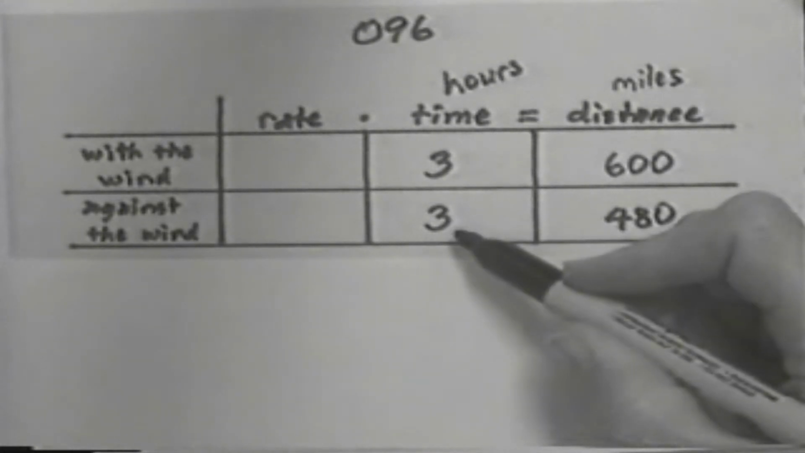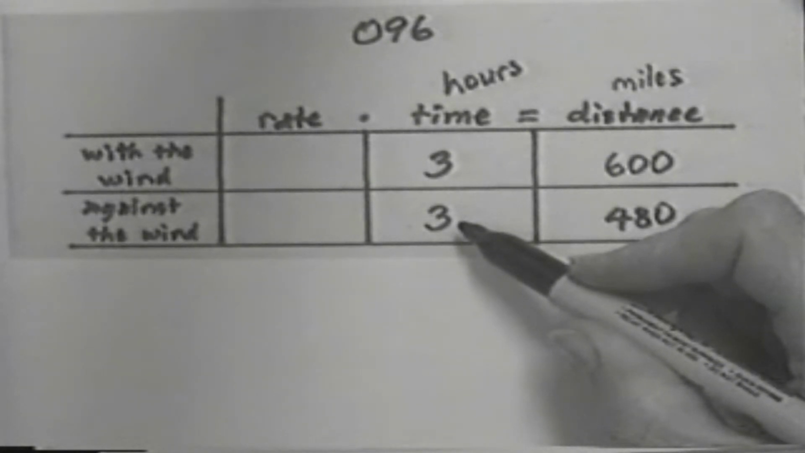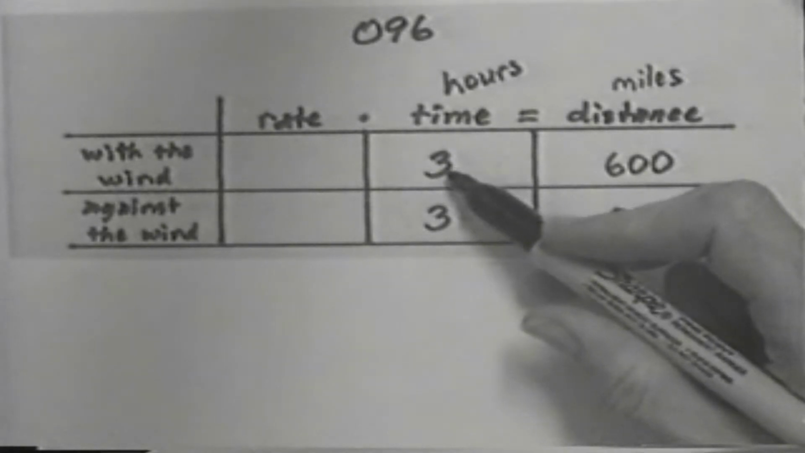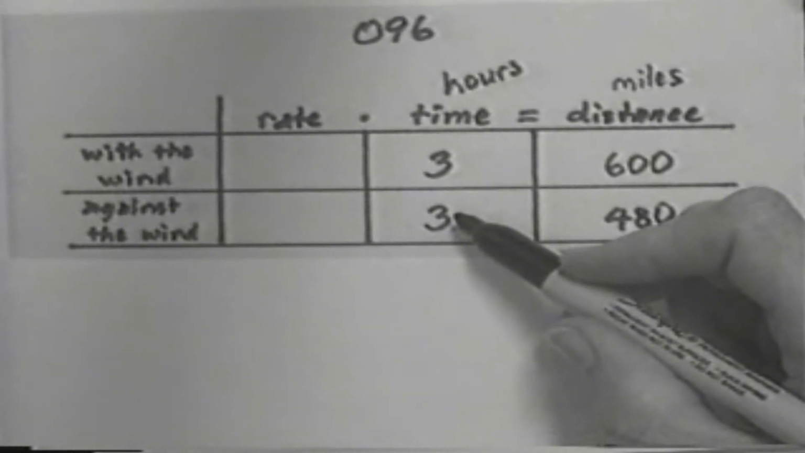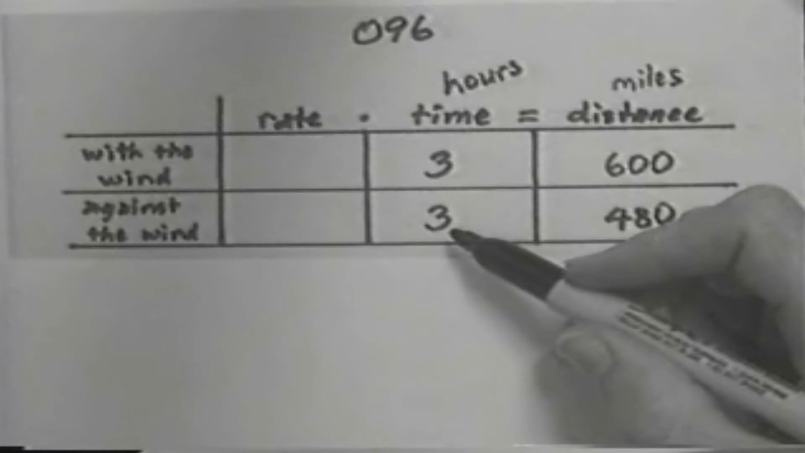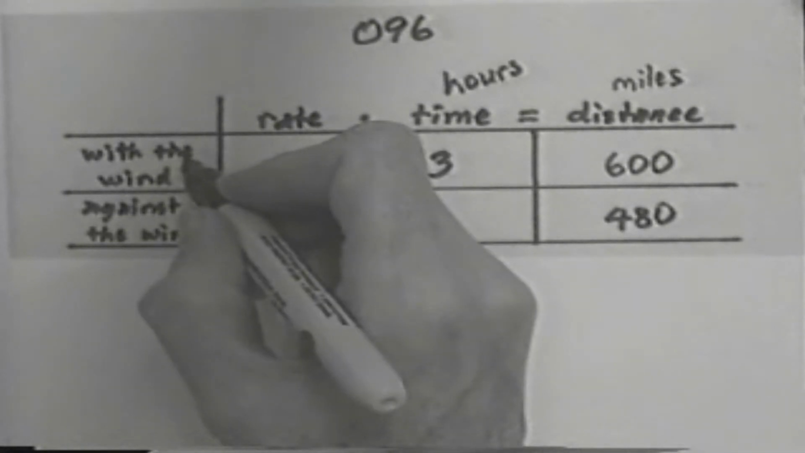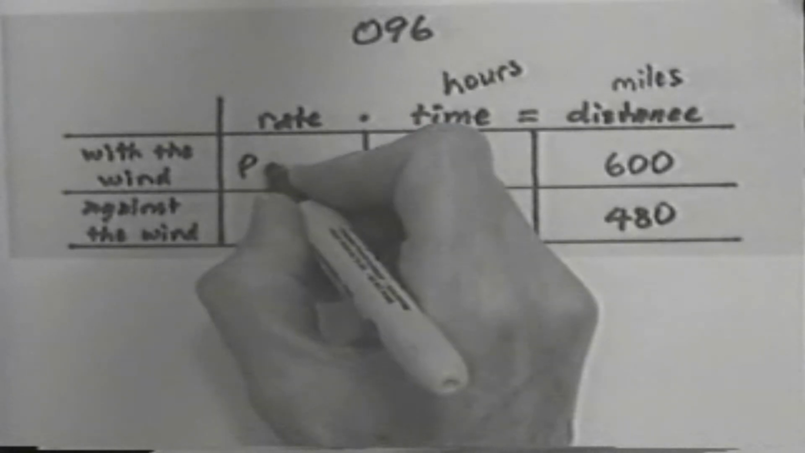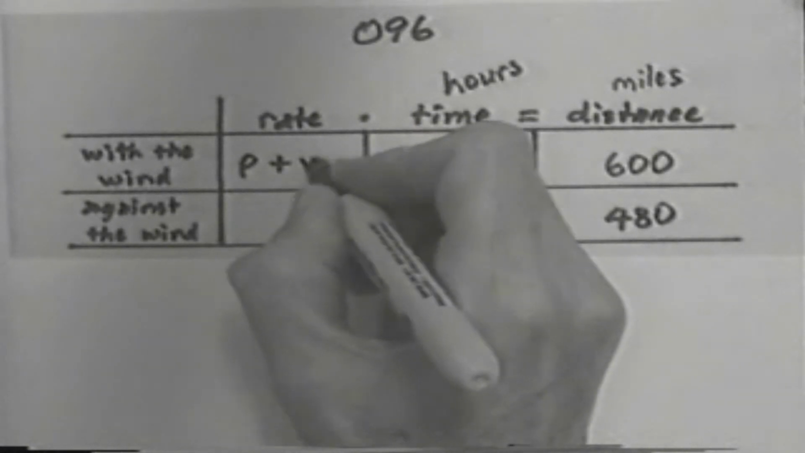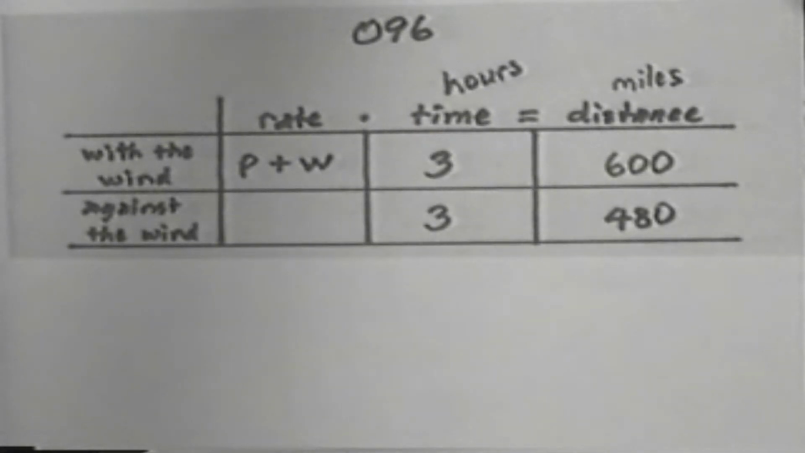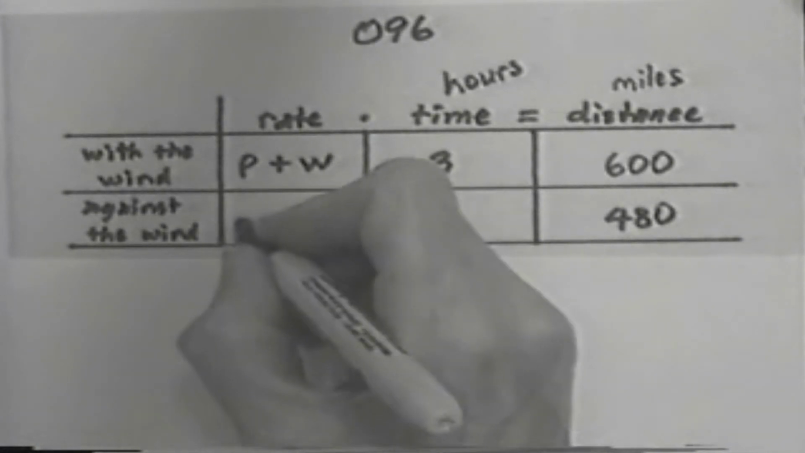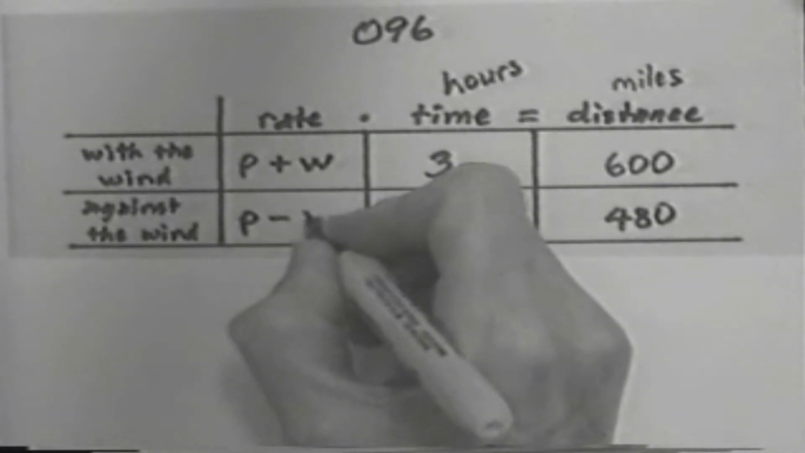Notice the second 3 was not written on the page. We had to tease it out of the words. We're told the same amount of time, and so of course 3 hours for one of them means 3 hours must be for the other one as well. We're to find the rate of the plane and the rate of the wind. We have assigned for the rate of the plane the letter P. We know that working with the wind, we have the plane's rate plus the wind's rate. Working against the wind, we have the plane's rate minus the wind's rate.